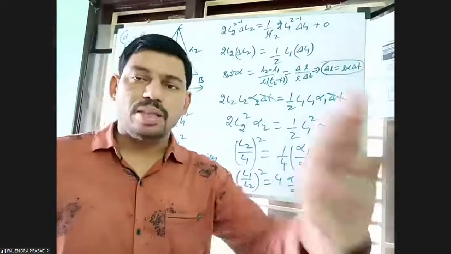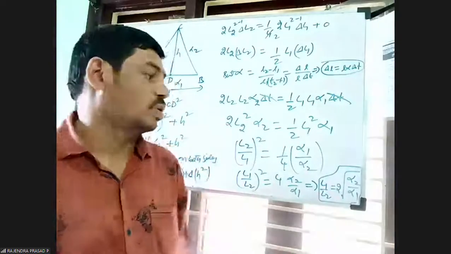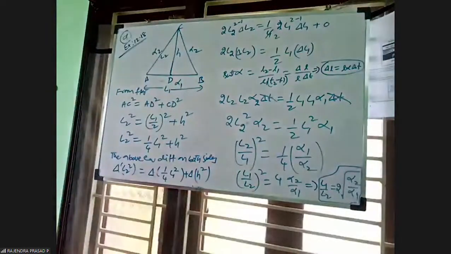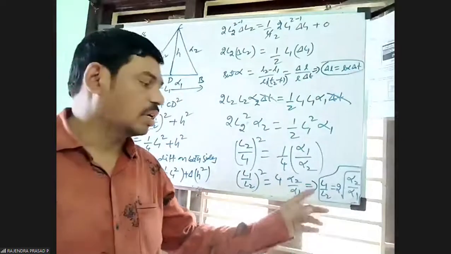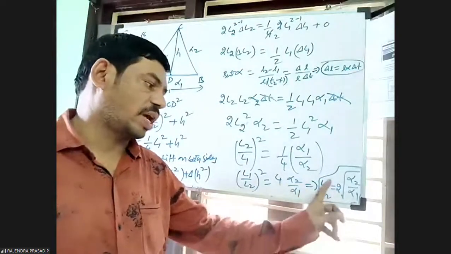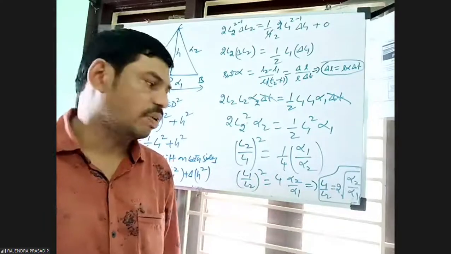If lengths are equal, for example L1 equal to L2. Next, with different lengths, the ratio of lengths, L1 by L2, is equal to 2 into under root of alpha 2 by alpha 1.